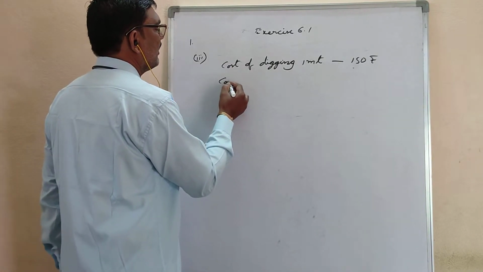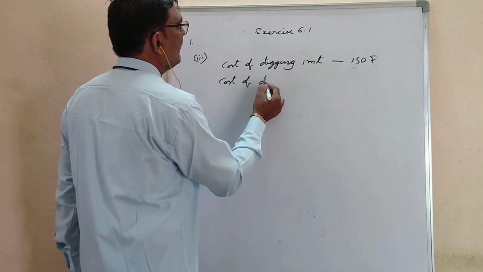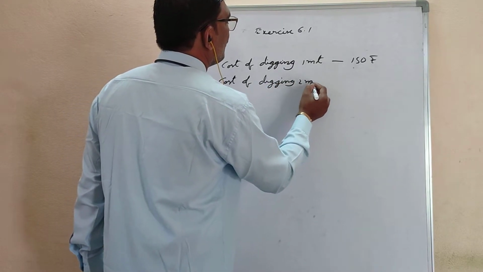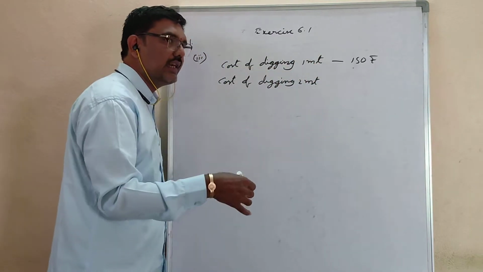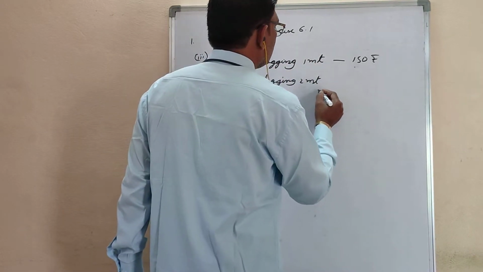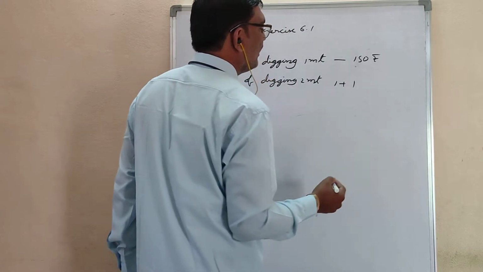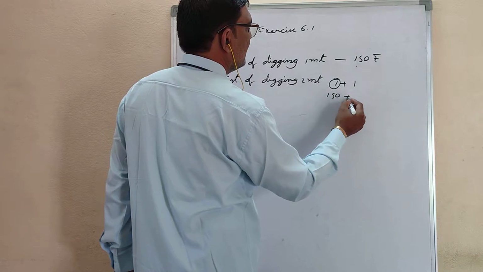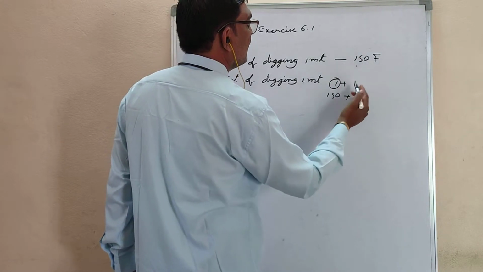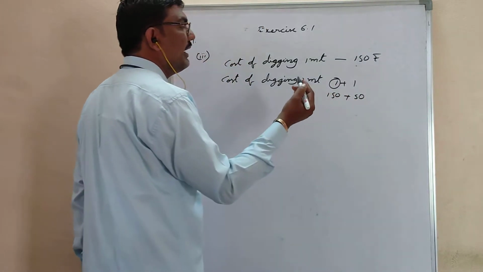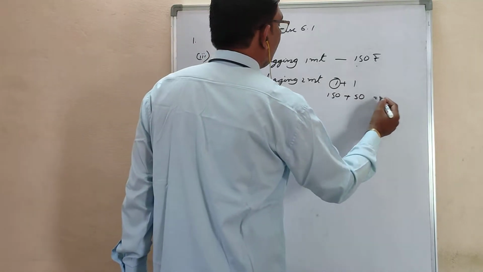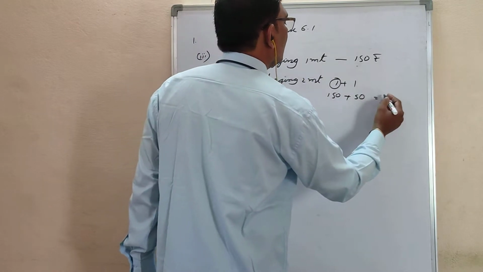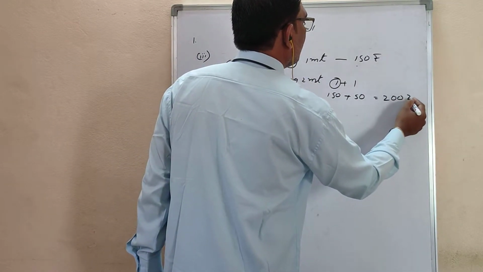Means cost of digging, suppose 2 meters if he dug inside. So 2 meters can be written as 1 plus 1, or not. For the first 1 meter it costs 150 rupees. Subsequent, next onwards it should be raised by 50 rupees. So the cost of digging 2 meters depth down gives 200 rupees.